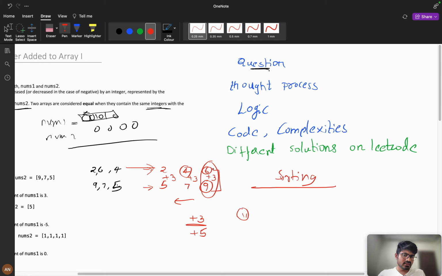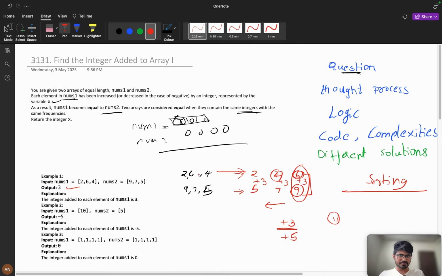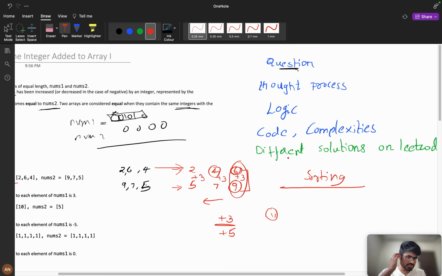So the thing is, we will try to calculate the max element. Simple, right? I will calculate the max element in V1, the max element in V2, and I will subtract them. So we will do the same. A is my max element in V1, B is my max element in V2. So B minus A will be my answer. So these are the two approaches which I have thought. First approach, then I saw the solution, then I thought, okay, we can do that directly.